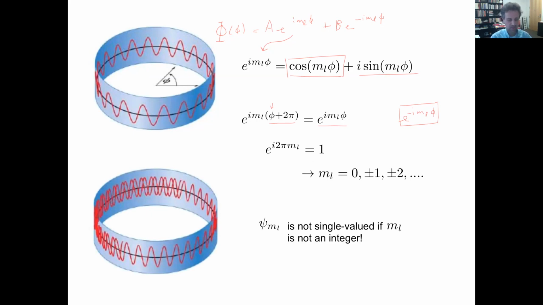Now I have an expression for my particle on the ring, and let's study some of the properties of this particular wave function. We have a wave function now, and it has two. Sorry, I should really write it differently.